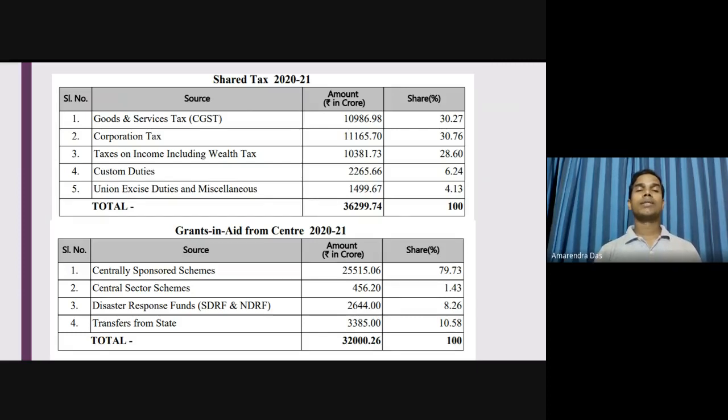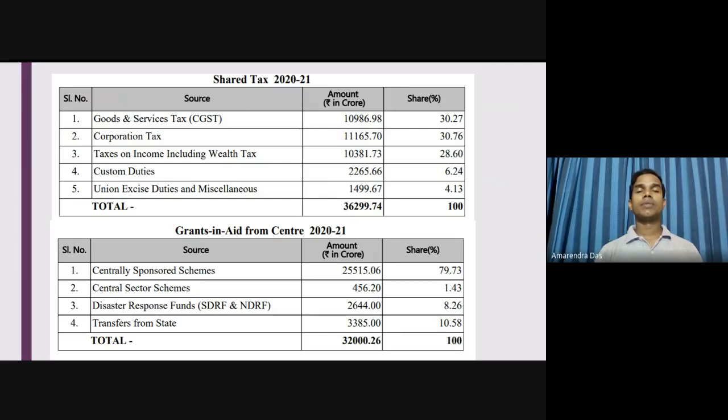So this is a formula driven. The shared taxes is basically a formula driven one, and then other than that, we have grants in aid from the center. Now, for grants in aid from the center, again, it comes from the Finance Commission as well as from non-Finance Commission agencies, like the different ministries. Because now we do not have the Planning Commission. When there was a Planning Commission, it also used to give money under this grants in aid.